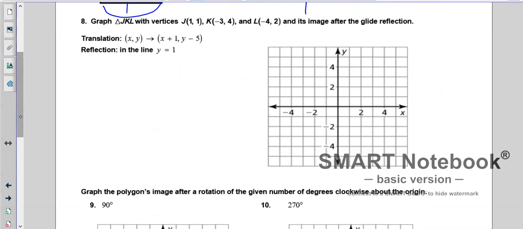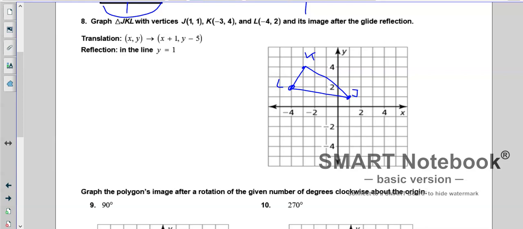All right, JKL. J is at 1, 1. K is at -3, +4, which is up here. And L is at -4, +2, right here. Okay, so J, K, L. Right? Now, we're going to do a composition.